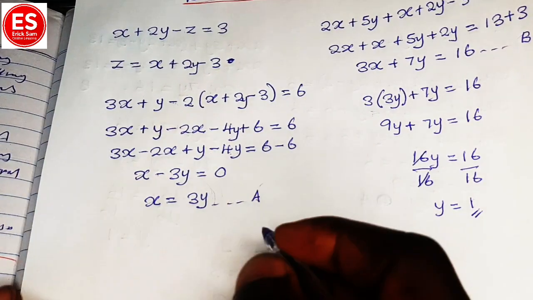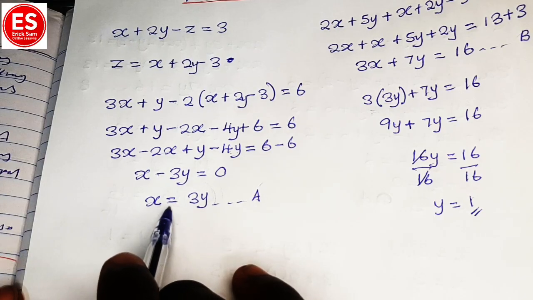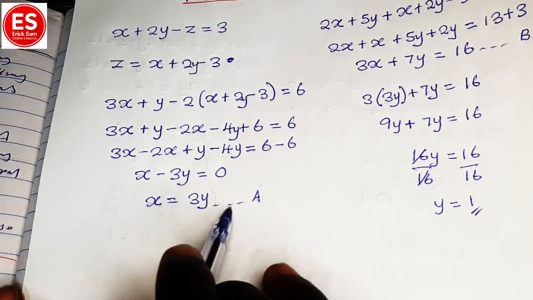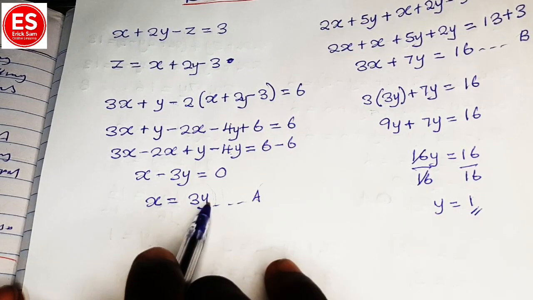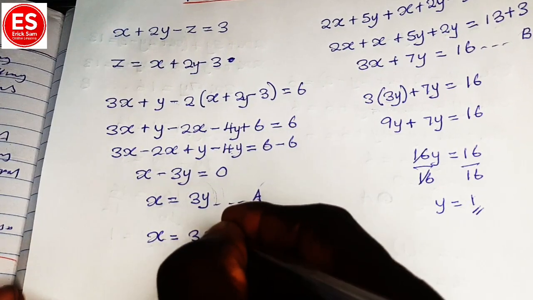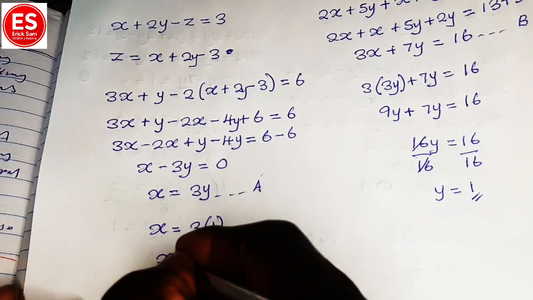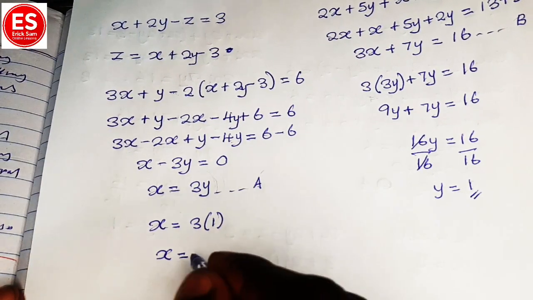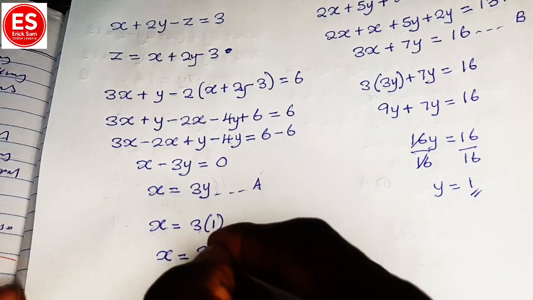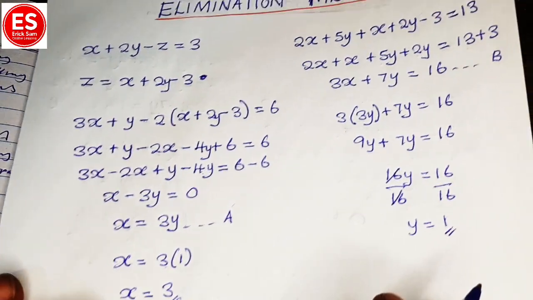All right, now that we found y, we are going to use the first equation A to substitute that value for y there. So we're going to say x is equal to 3 open y, then x is equal to, this one times that is 3. So x is equal to 3. So you have the value for x and for y.